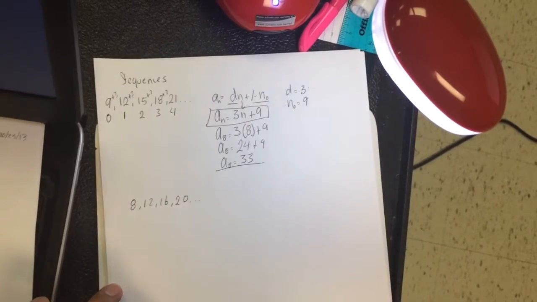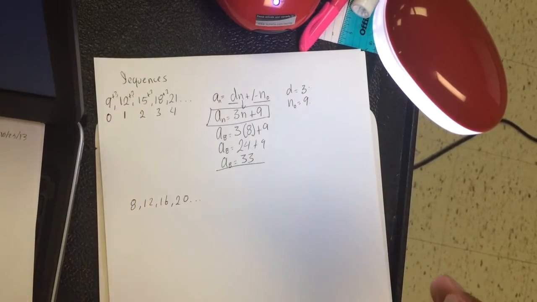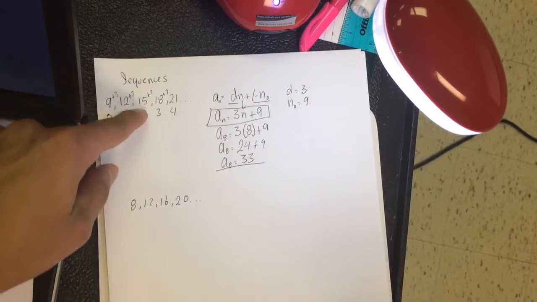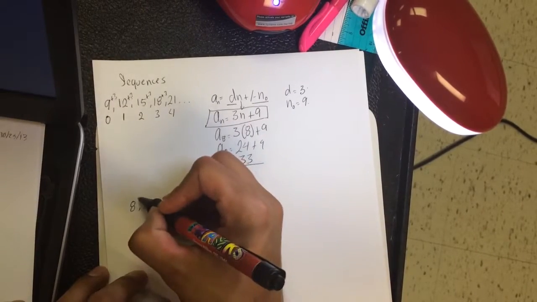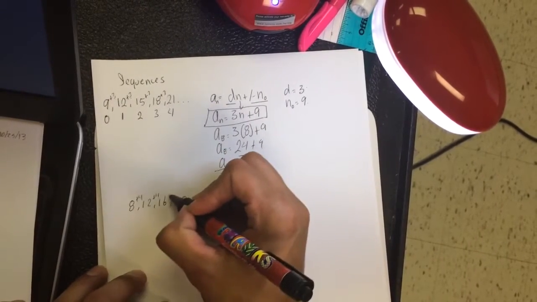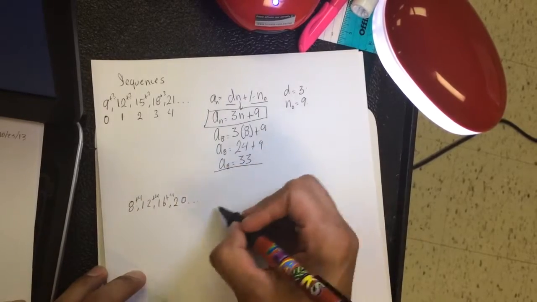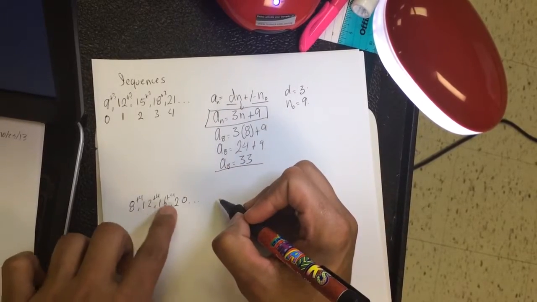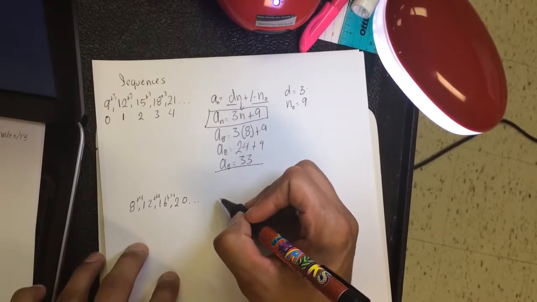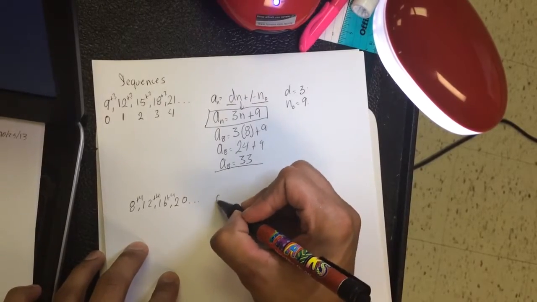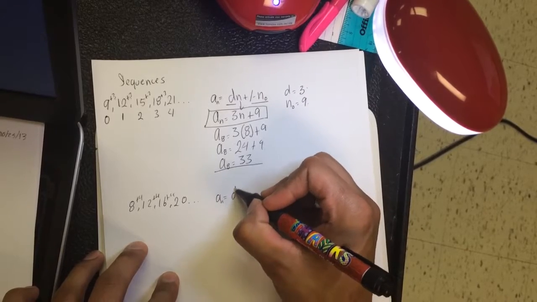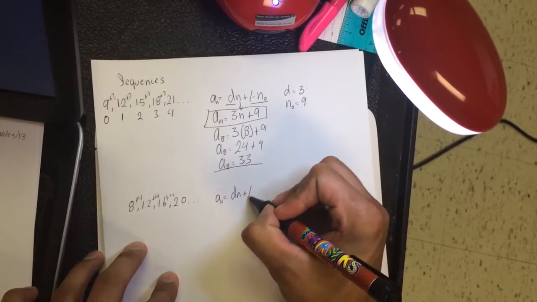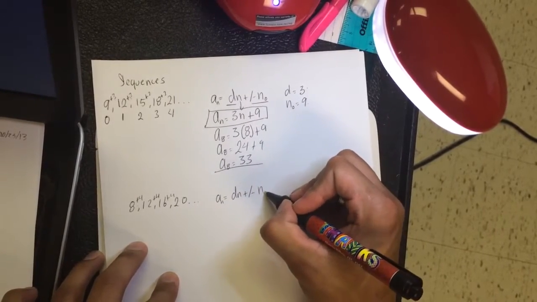Well, how do I go about this and do it faster and know that I'm doing it right? Well, you do it the way we did it before. So we find the pattern. What's the pattern? Plus 4. And what does that tell me? If it's adding 4, it's an arithmetic sequence. What's the formula for an arithmetic sequence? D times n plus or minus n sub 0.